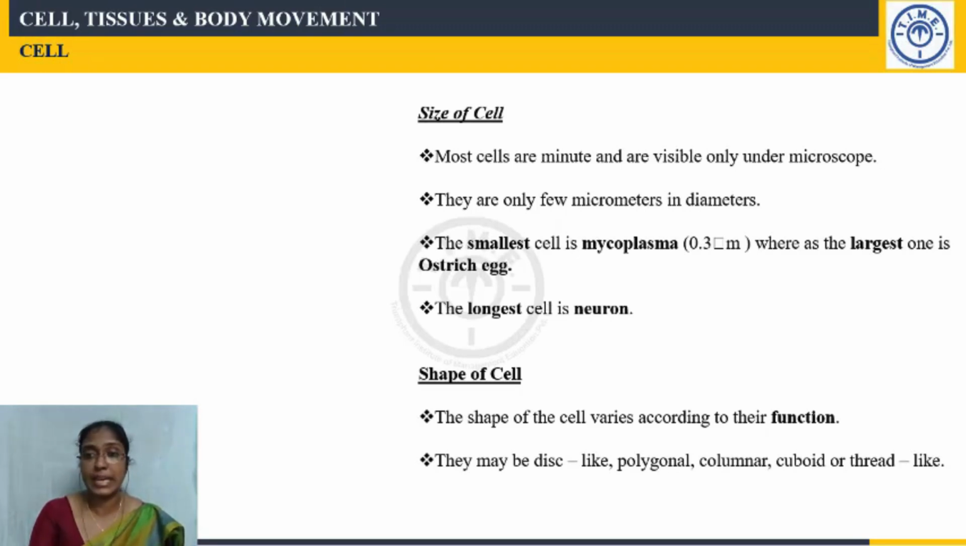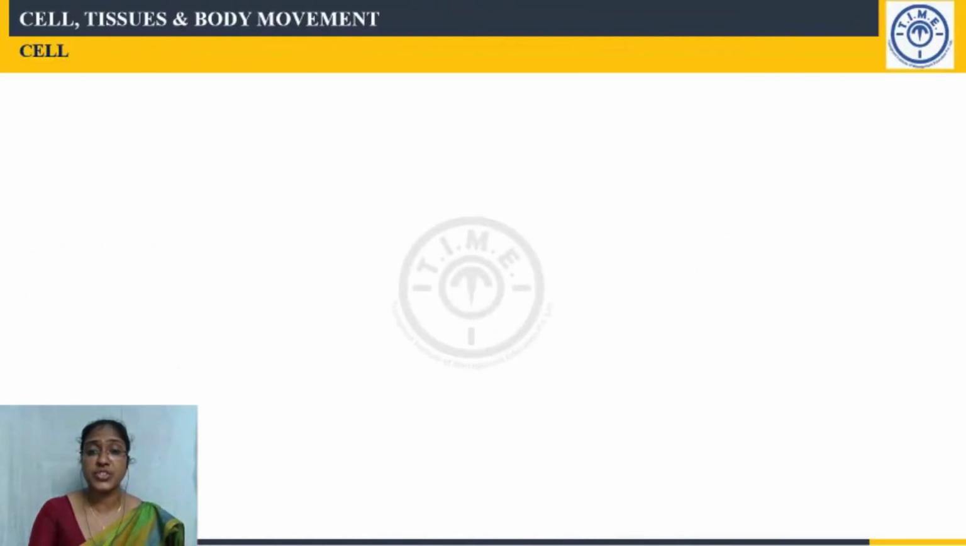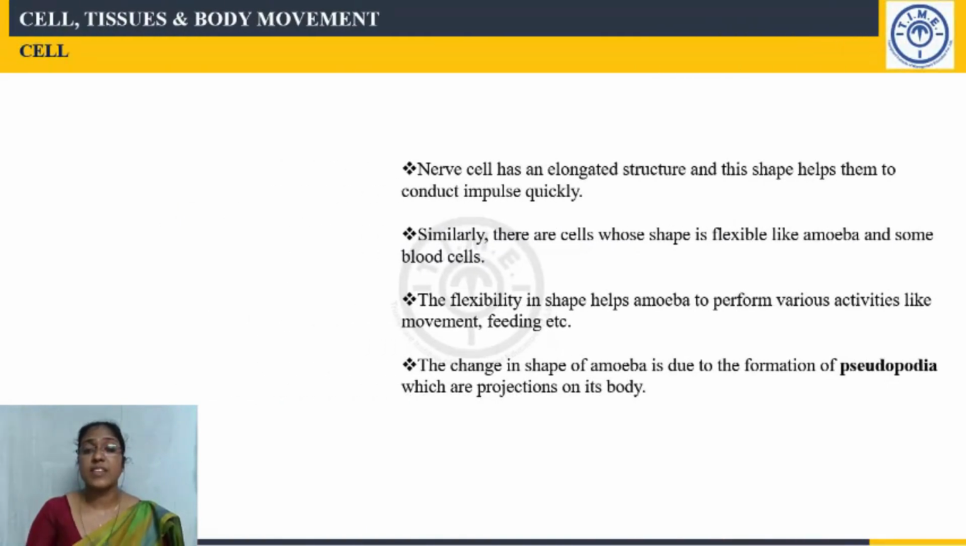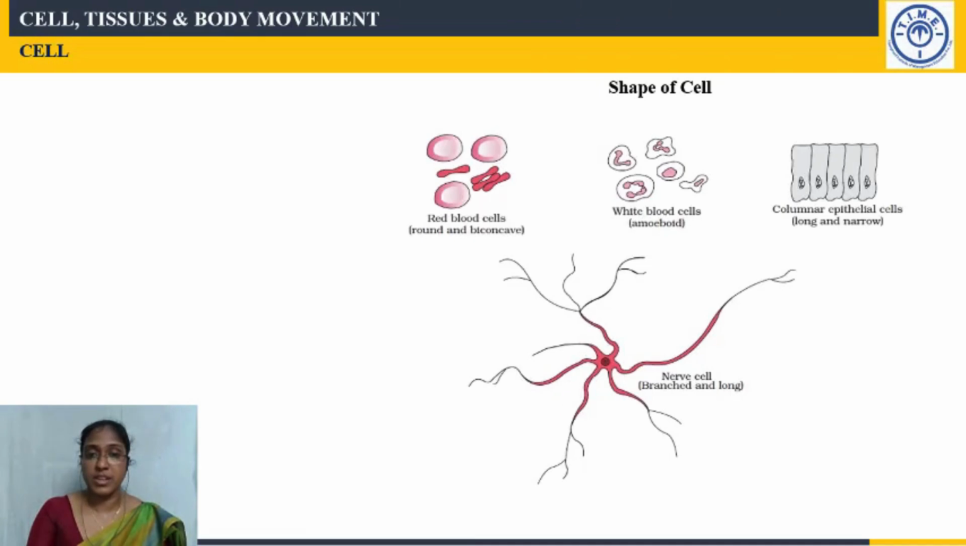Nerve cells have an elongated structure, and cells may also have a flexible shape like that of amoeba or blood cells. Amoeba have certain false foot-like structures known as pseudopodia, which are mere projections of their body's cytoplasm. Then in the next slide we have seen different cells: RBC, WBC, columnar epithelial cells and nerve cells. So they have different functions, and to perform that function, they have different shapes.